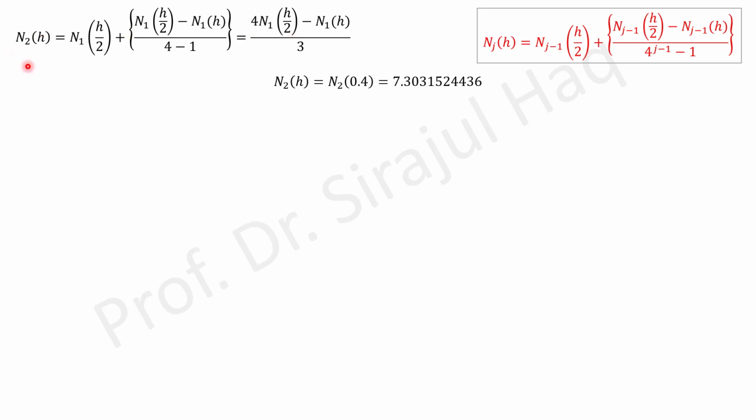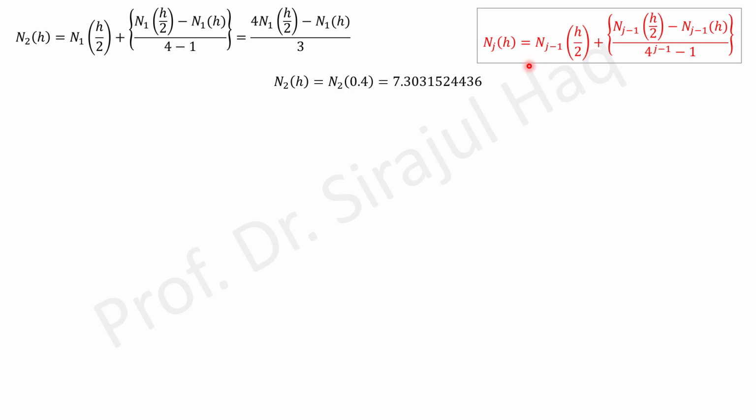Remember, now when the value of j is greater than 1, we don't need to use the original function. We have to play with these calculations now. Replace h by 0.4, and you know these values. N1 of 0.2 is known, and N1 of 0.4 is known. When you substitute the values in this expression, you get N2 of h.